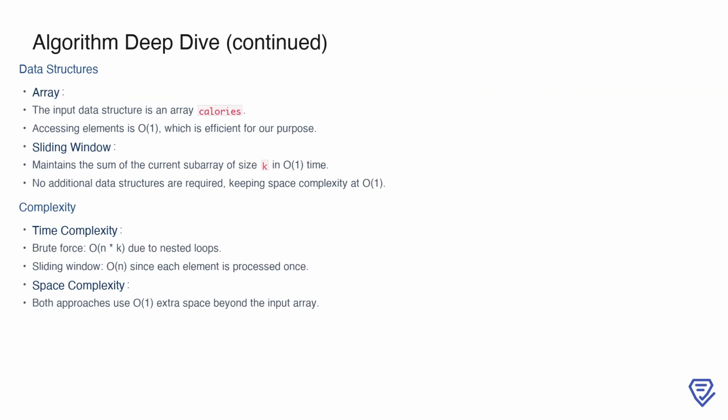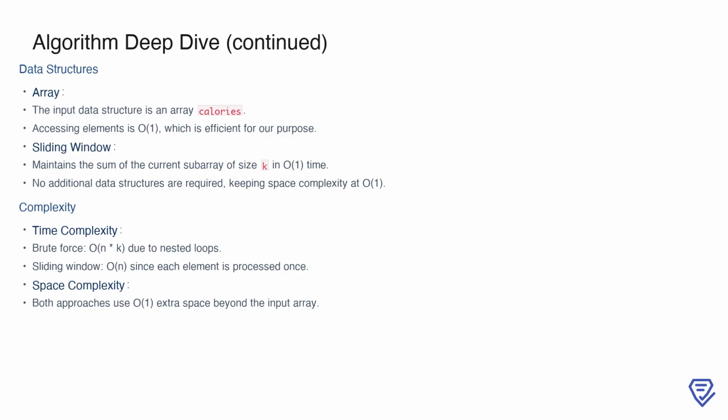To implement the solution, the primary data structure is the input array, calories. Accessing elements in an array is efficient, with a time complexity of O(1). The sliding window technique leverages this efficiency by maintaining a rolling sum that updates with each shift of the window. Importantly, no additional data structures are required, keeping the space complexity at O(1).